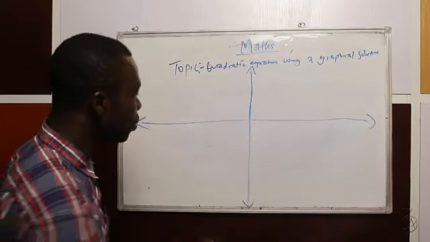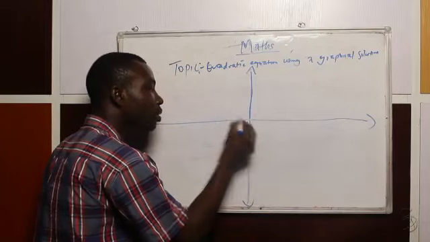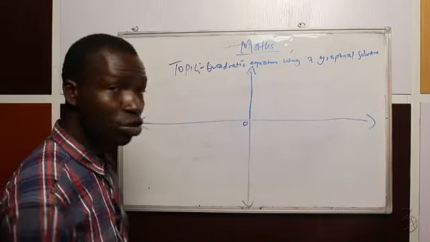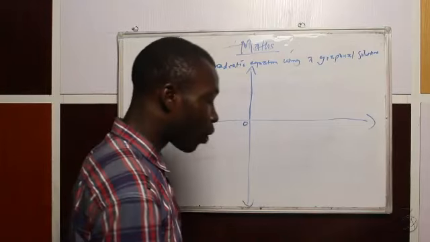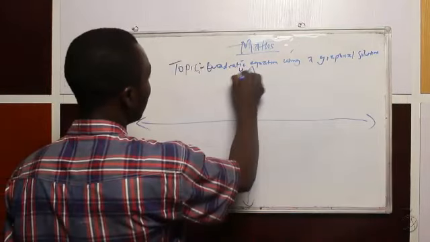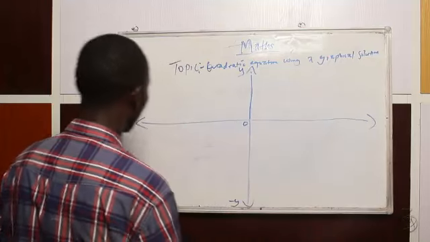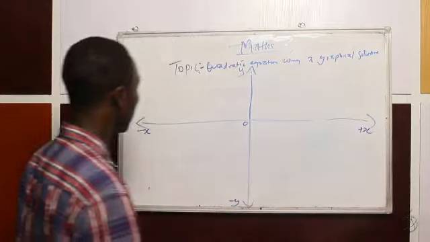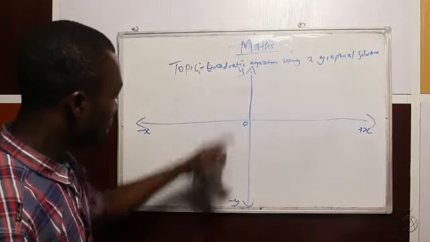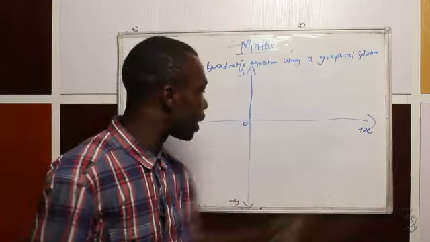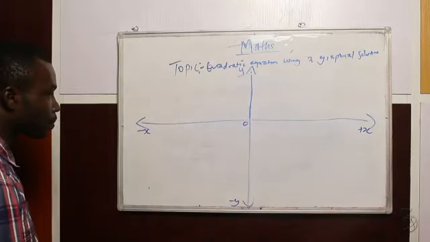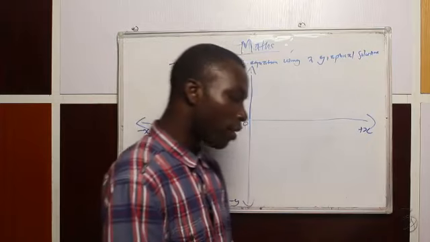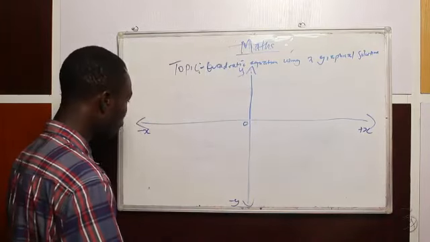Good. By the time you do that, make sure you put your 0 point here, because we want to choose our scale. Therefore, you measure your y-axis, positive y-axis, negative y-axis, negative x, then positive x. Now, remember our table of values which we drew earlier on.